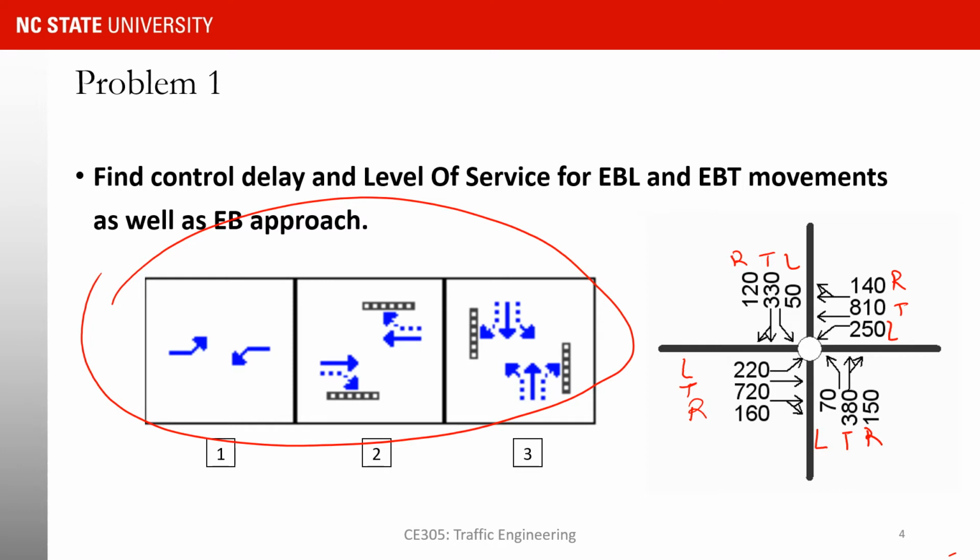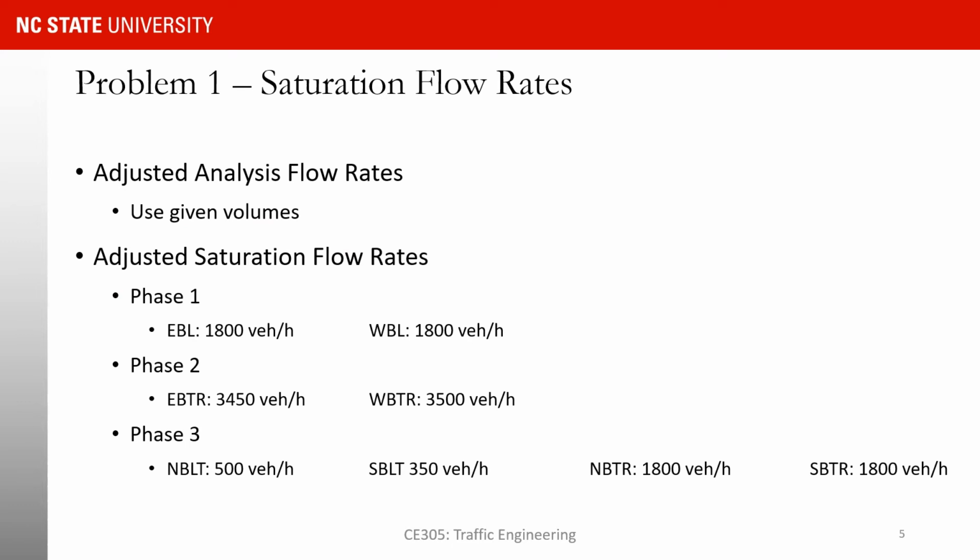So let's take a look at the solution to this problem. This is still input. The adjusted analysis flow rates are given to us on the figure. Also, we need to know the adjusted saturation flow rate. Those are given for eastbound left and westbound left. They are 1800. For eastbound through right, 3450.